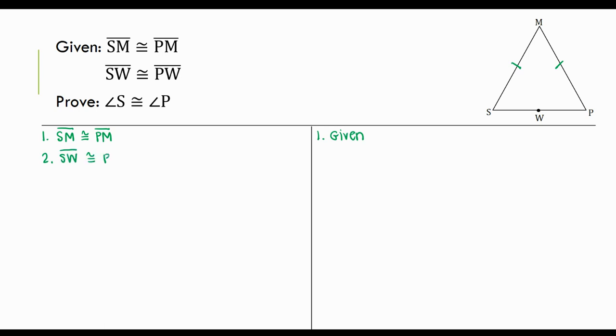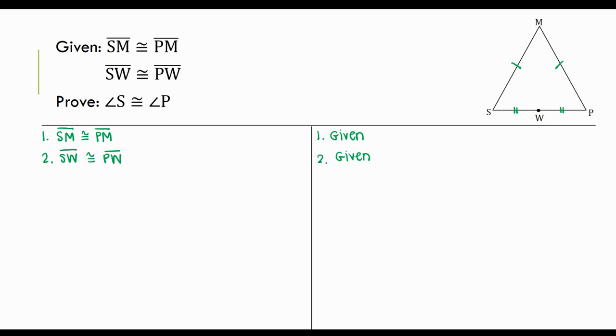The segment SW is congruent to the segment PW. That is also given information. SW is down here, so I'm giving that 2 tick marks. PW also gets 2 tick marks. All right, we want to try to prove that angle S is congruent to angle P.